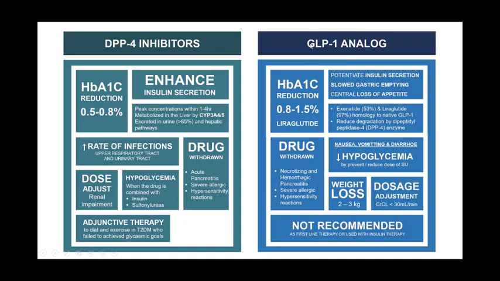For GLP-1 analogs, they are able to reduce HbA1c by up to 1.5%, especially liraglutide. It potentiates the insulin secretion, it slows the gastric emptying, and will cause central loss of appetite. Exenatide mimics about 53% of the GLP-1, while liraglutide has about 90% homology to native GLP-1. The special thing about this GLP-1 analog is that it won't be metabolized or degraded by the DPP4 enzyme.